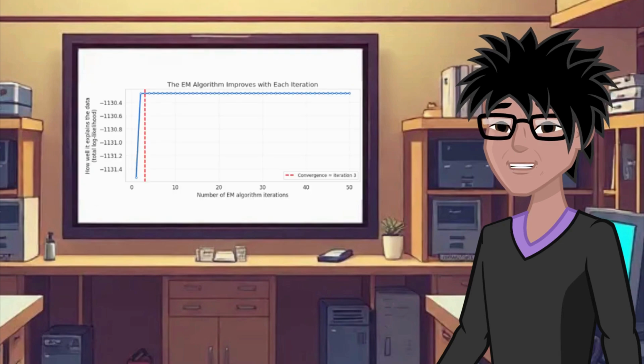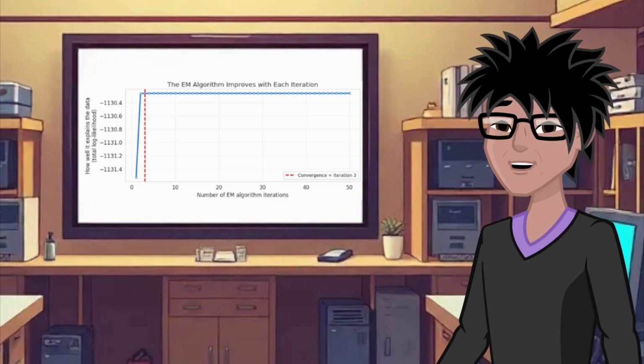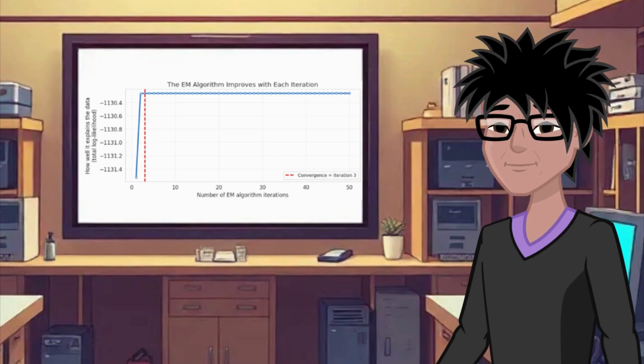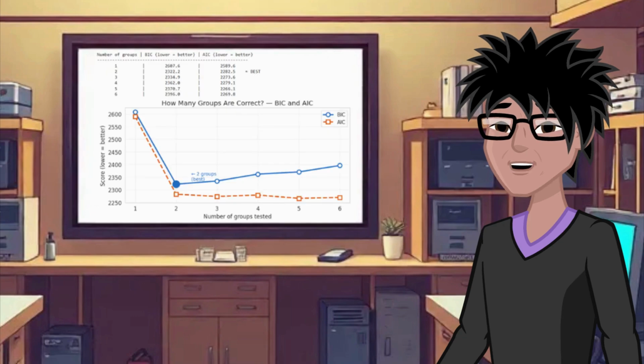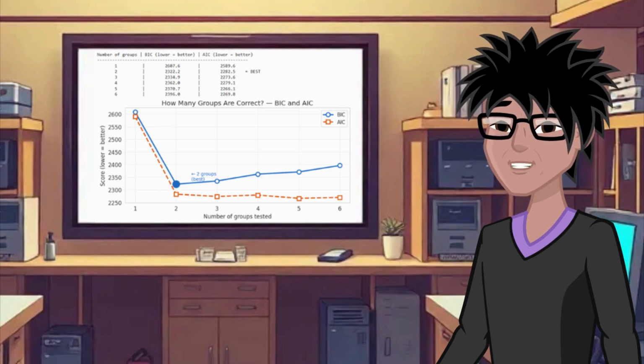To examine improvement, we repeatedly feed the model with increasing iteration limits and record the total log likelihood. Plotting these values shows the curve rising and flattening, indicating convergence and illustrating how the EM algorithm improves step by step. We test the models with different numbers of groups from 1 to 6 and calculate BIC and AIC scores.